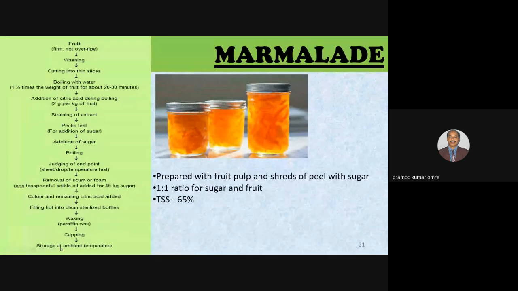Marmalade is another product. We can convert fruits into marmalade for value addition. It is prepared with fruit pulp and spreads or peel with sugar, 1:1 for sugar and fruits, and TSS is about 65%. This marmalade is used for eating and for different categories of foods, and we can give value addition to the product.